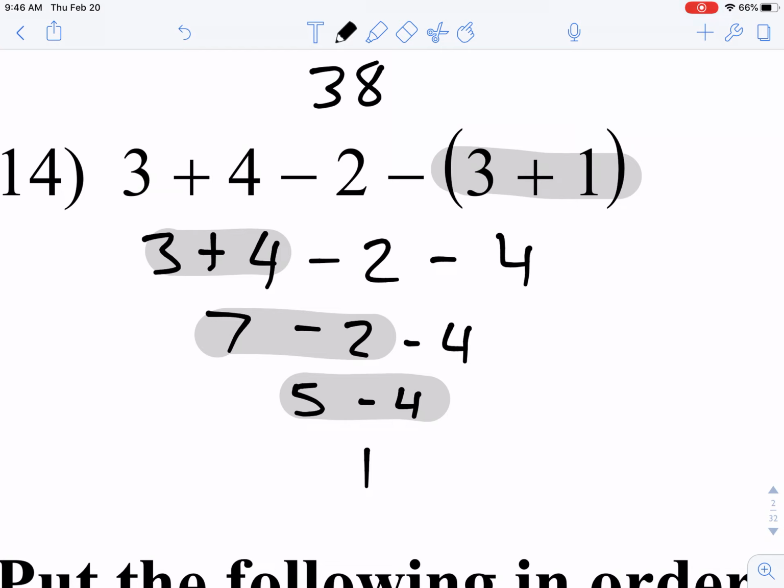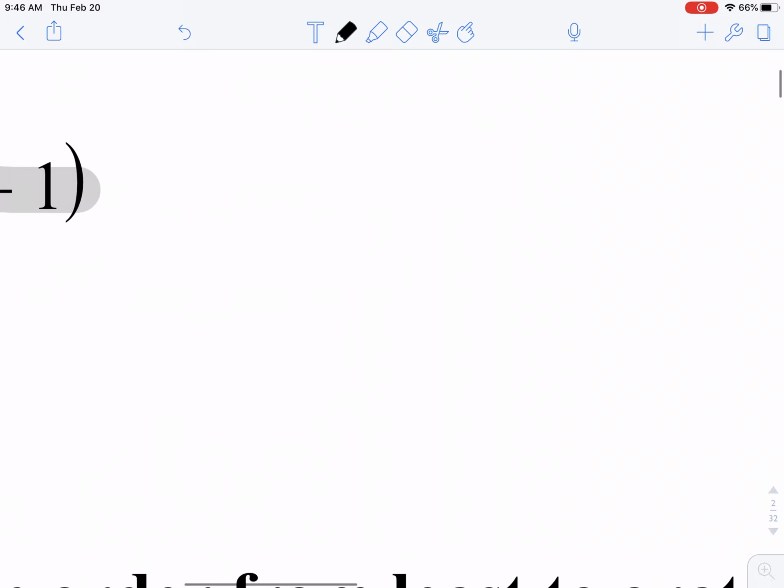One thing that you might consider is combining some of these steps. You don't necessarily have to do them step by step. You can, because we can see that 3 plus 4 is 7, 7 minus 2 is 5, 5 minus 4 is 1. So you don't have to break them apart like that.